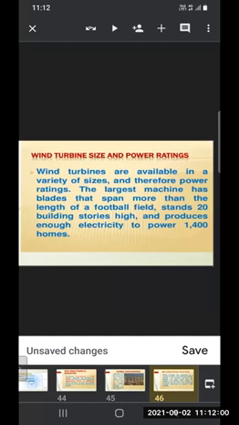The largest machine has the blades that span more than the length of a football field. You must have imagined the football field. It stands 20 building stories high and produces enough electricity to power more than 1,400 homes.